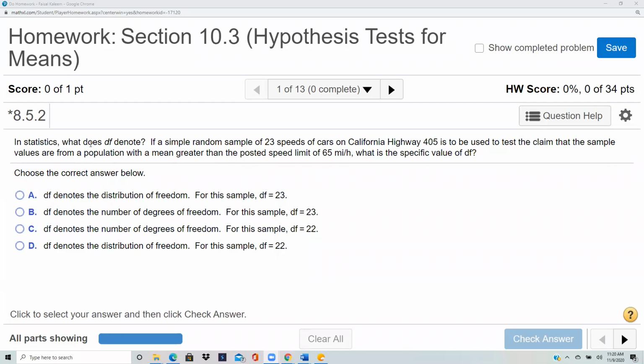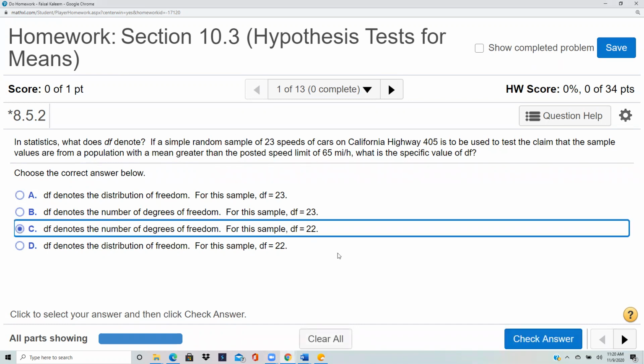In statistics, what does DF denote? So DF denotes degrees of freedom. If a simple random sample of size 23, so that's all we need. The sample size is 23. So degrees of freedom, we've been working with it, is one less than the sample size, so it'd be 22. So DF denotes degrees of freedom. For 23 sample size, it's 22.